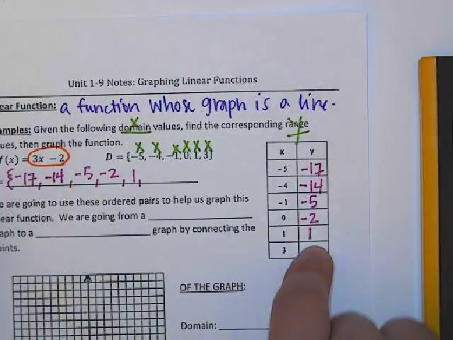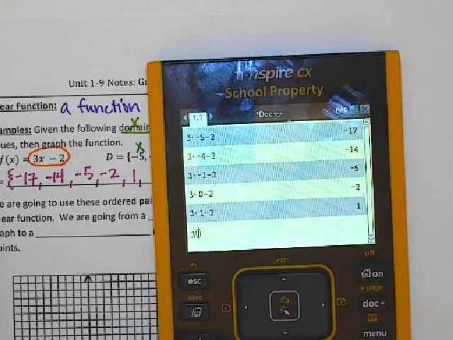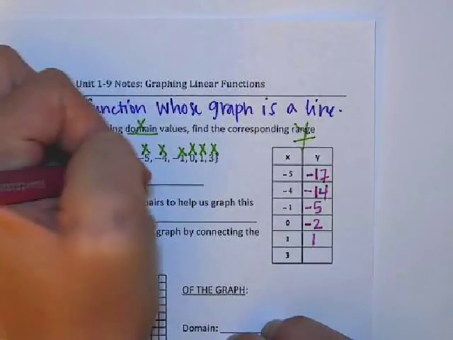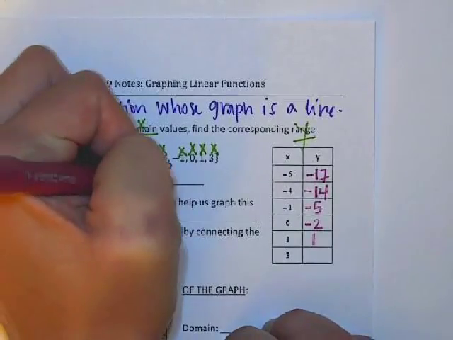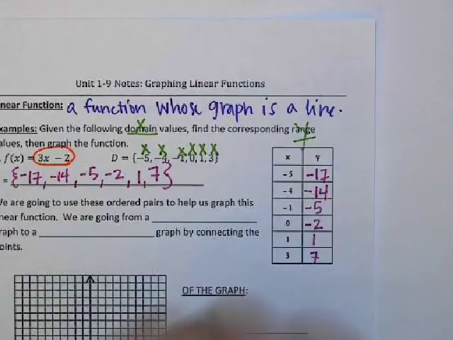And then I plug in my last number, which is 3, into the game. 3 times 3 minus 2 gives me 7. And that's my last y, so I need a bracket. And when x was 3, y was 7.